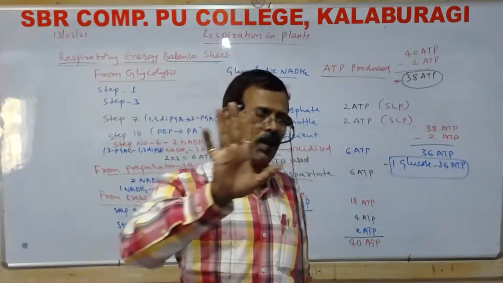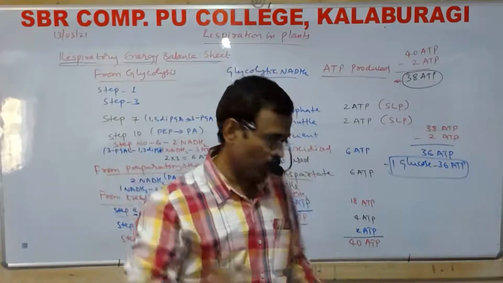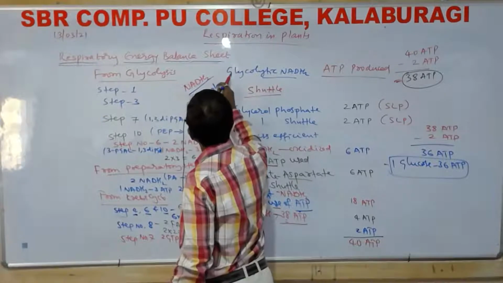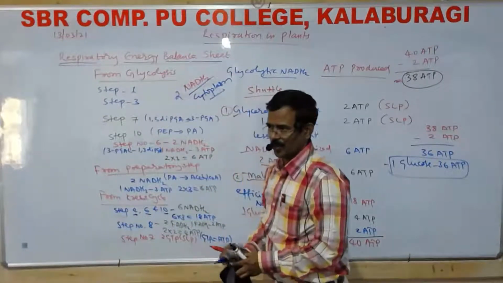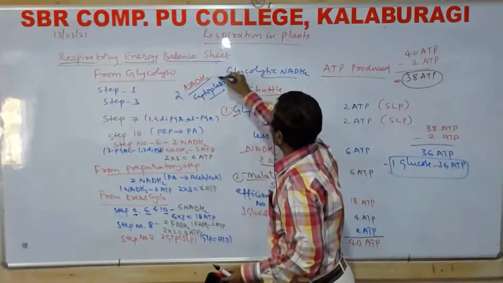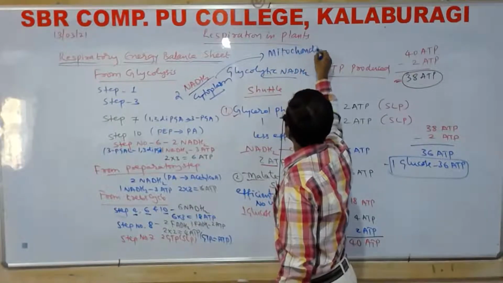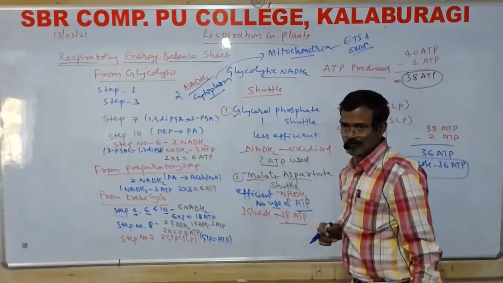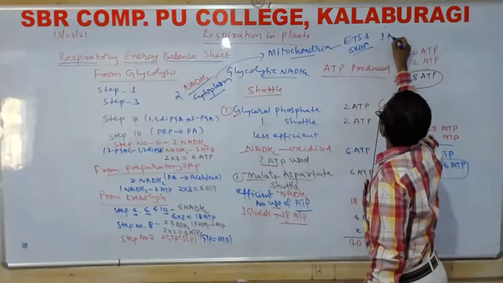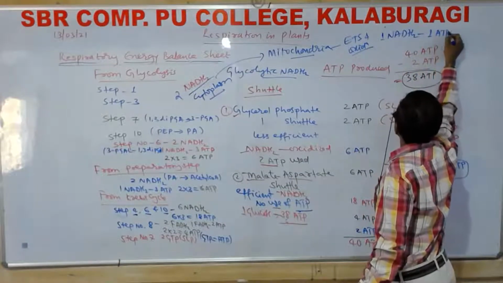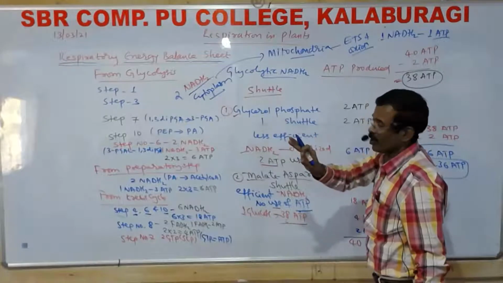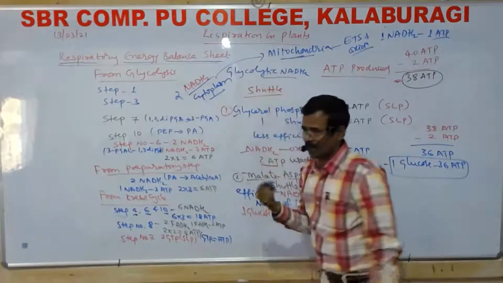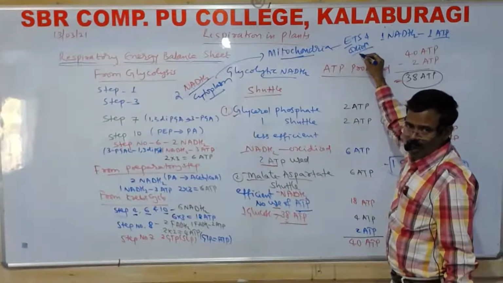So this you remember. In simple terms, the 2 NADH2 produced during glycolysis in cytoplasm have to be transported to mitochondria, where they undergo the electron transport system and the oxidation process. This is the simple meaning of the shuttle.